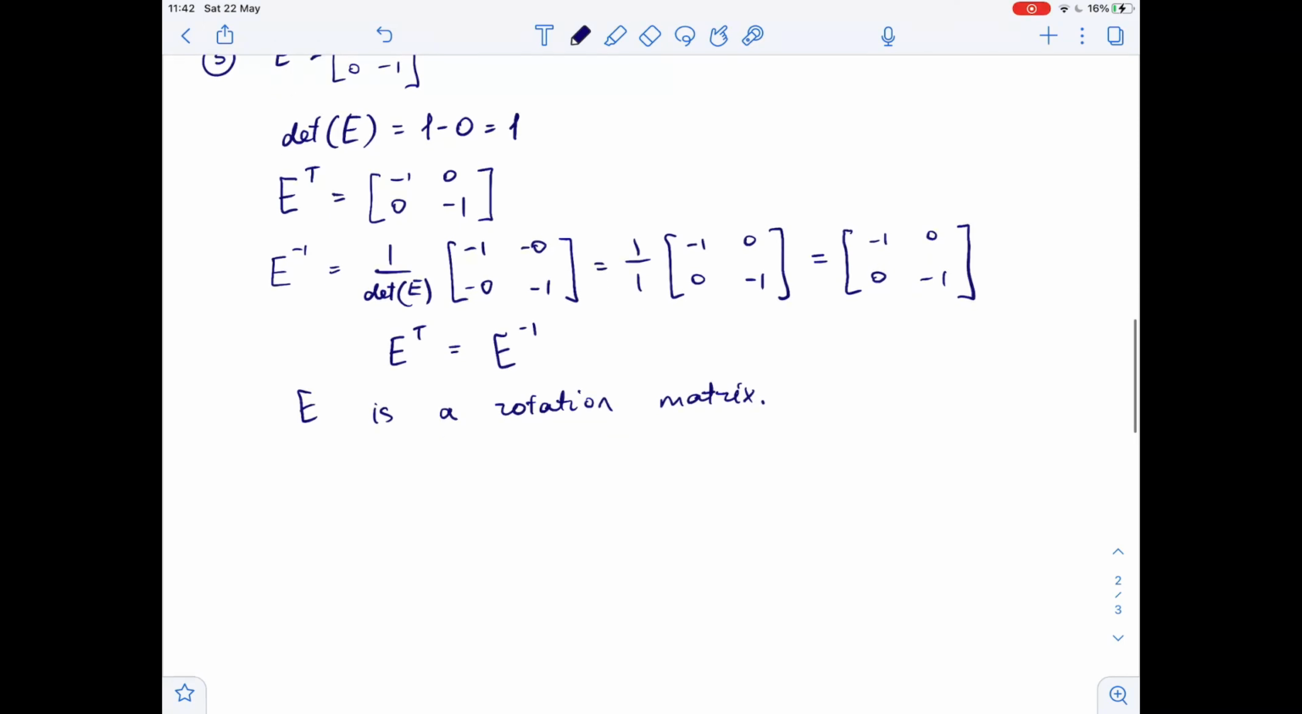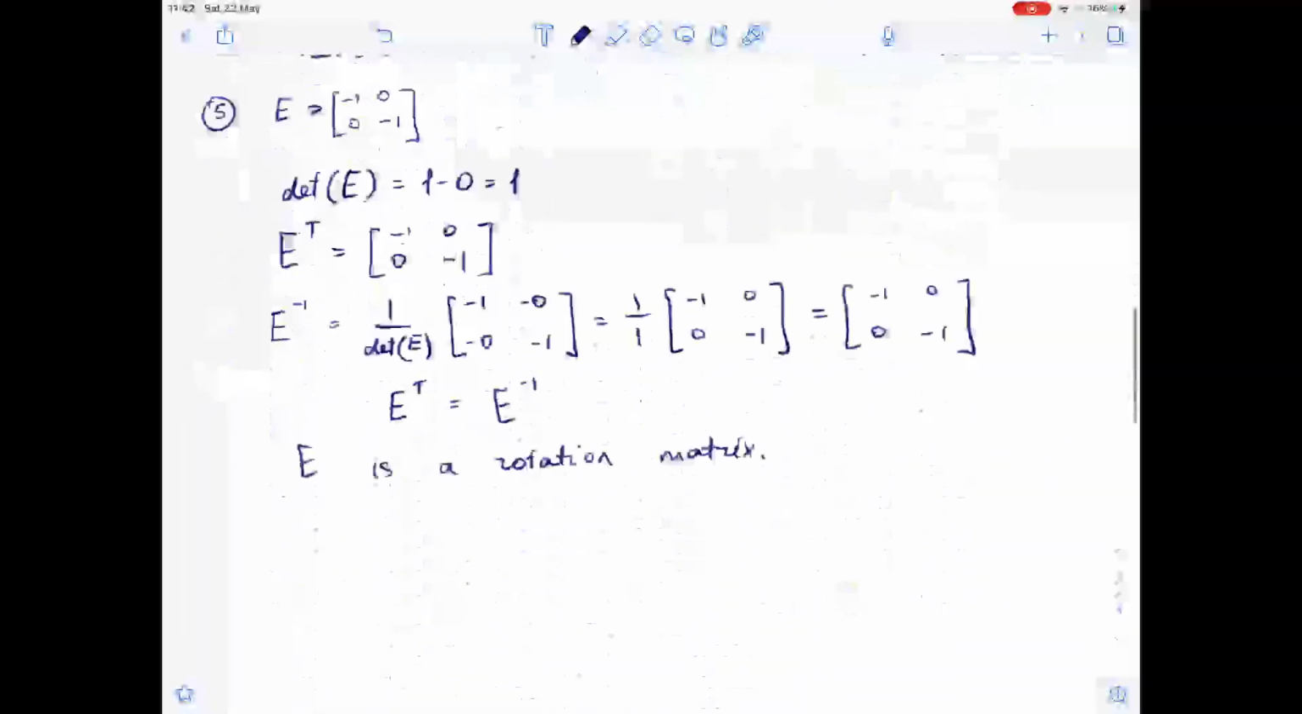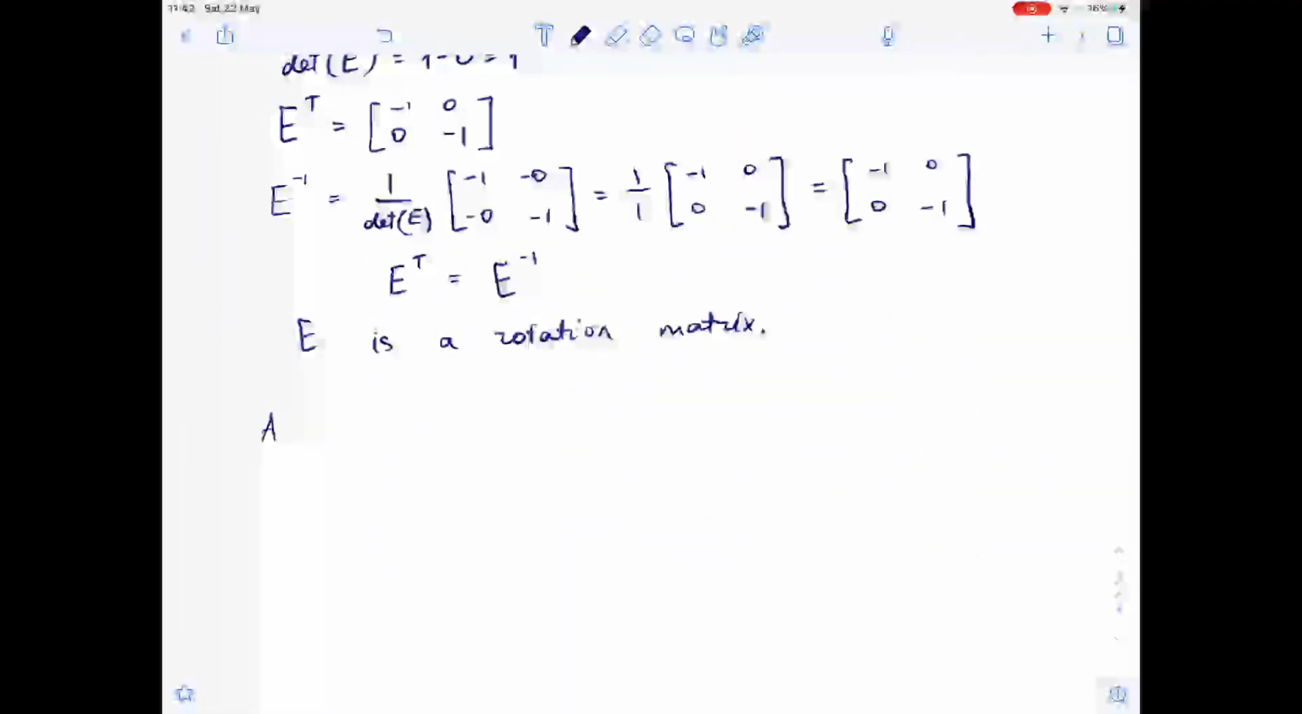So now we come to the conclusion that the only rotation matrices here are matrices A and E. So A and E.